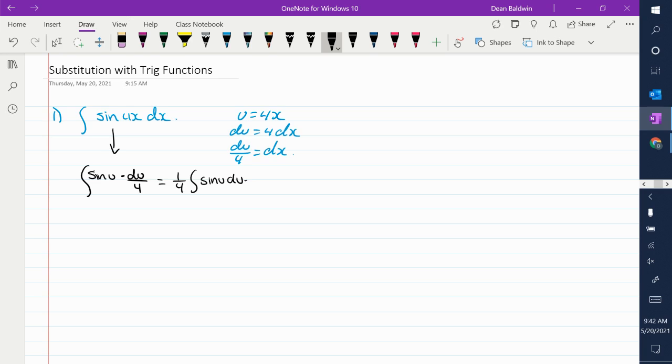So now we have sine of u, which is the same as sine of x. There's no other number inside the trig function. So what's the antiderivative of sine? It's minus cosine. So you get negative 1/4 cos u. Put back in what u was. Cos of 4x. And then tack on your plus c.